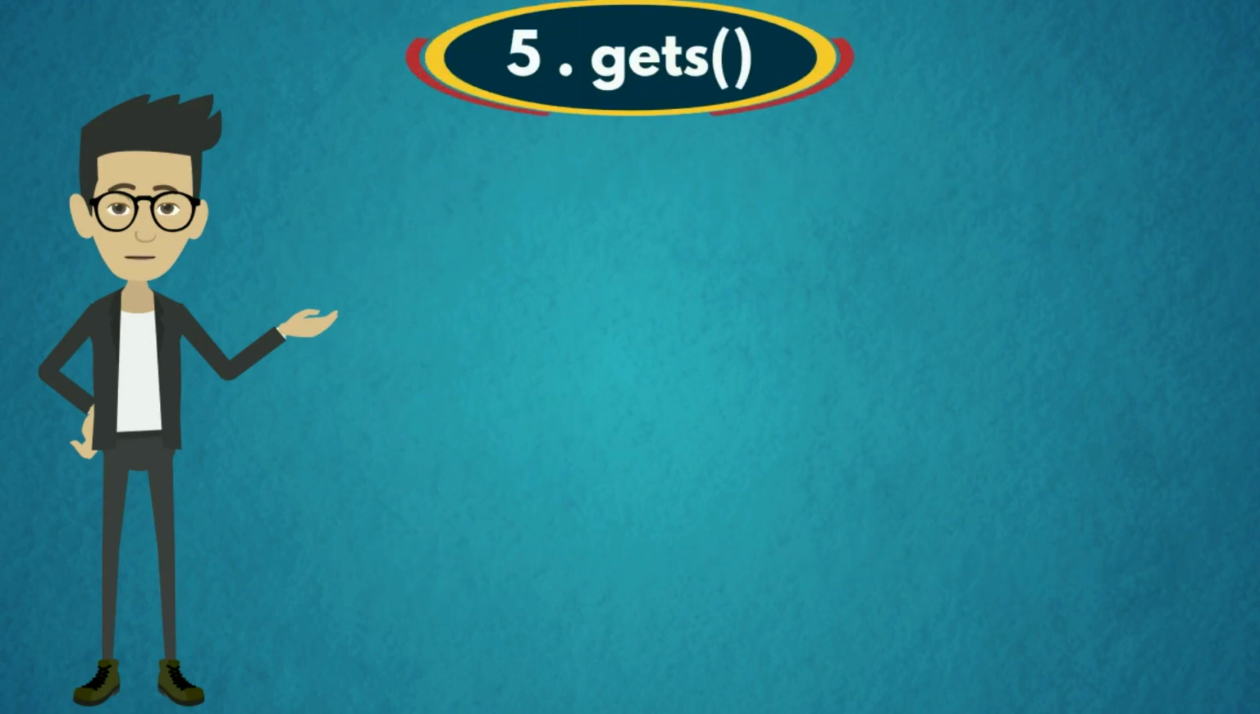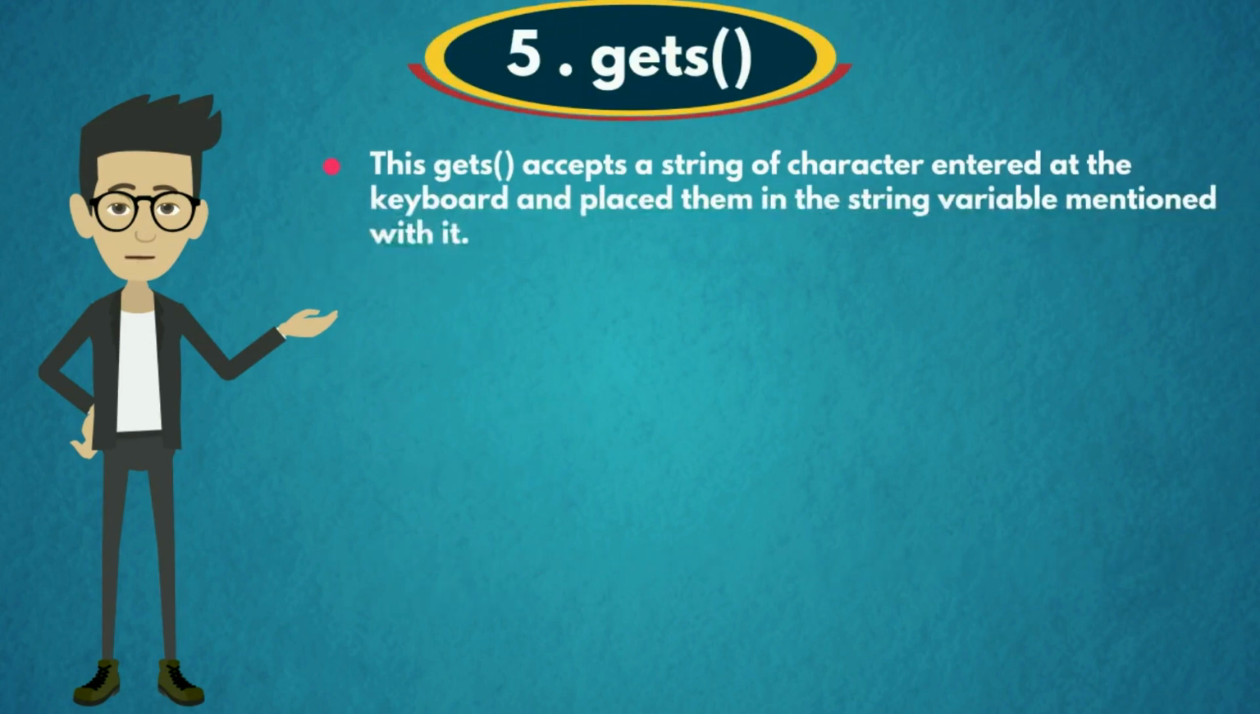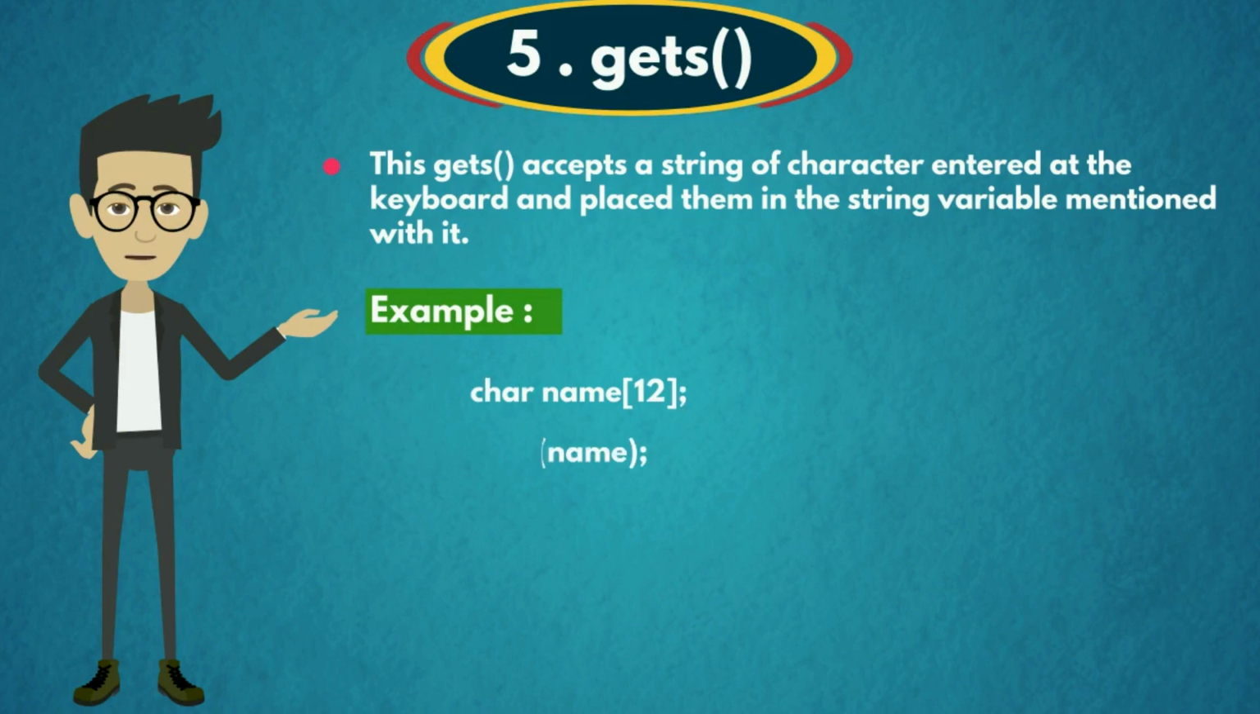The fifth IO function is gets. This gets accepts a string of characters entered at the keyboard and places them in the string variable mentioned with it. For example, char name array of 12, gets name.